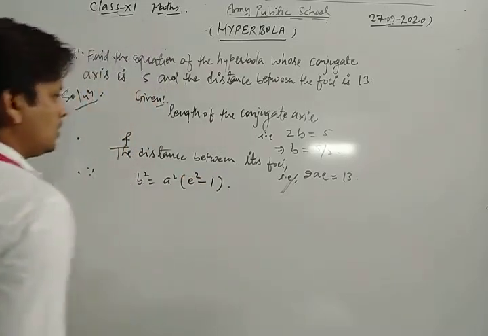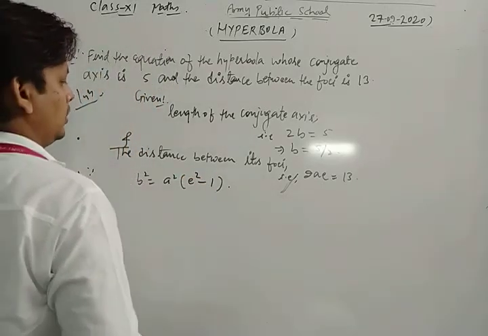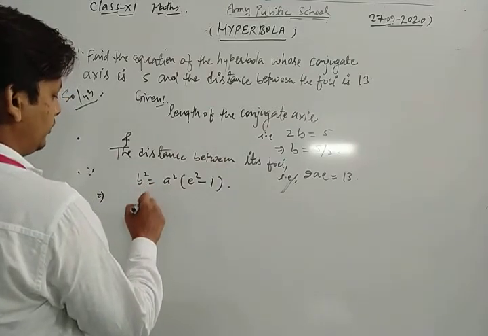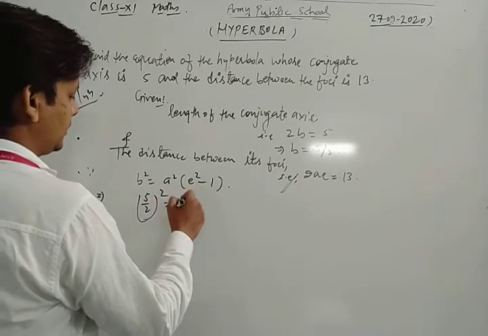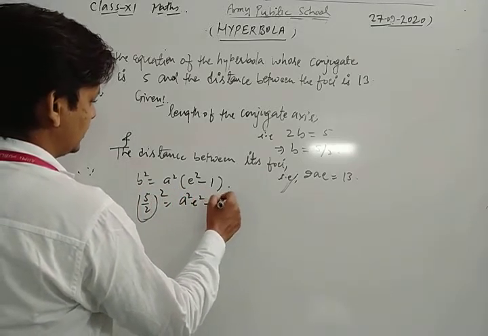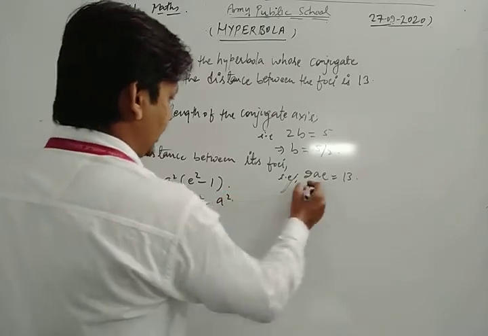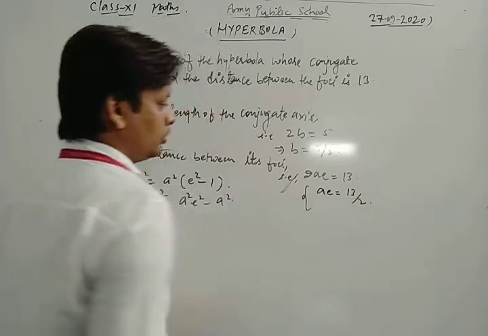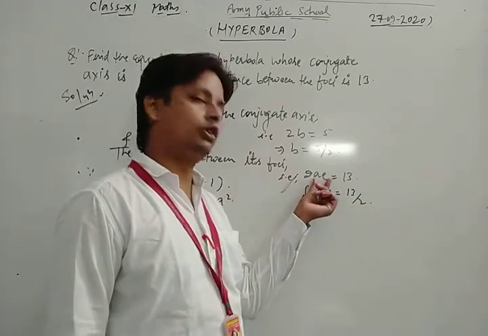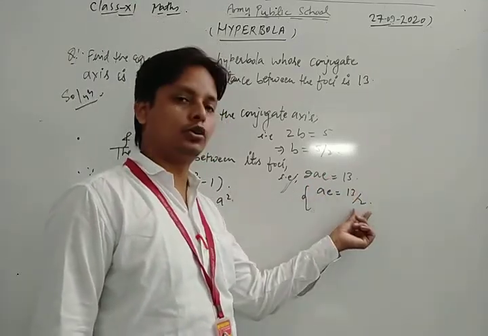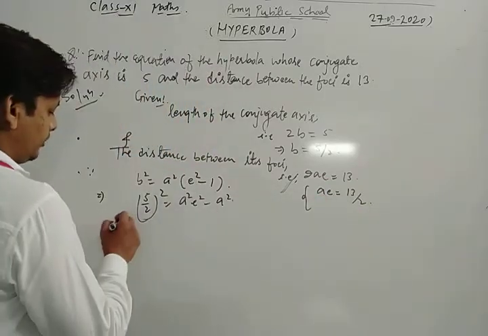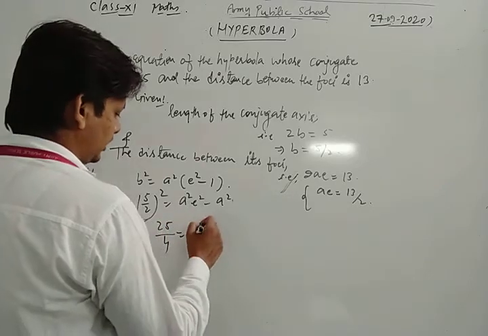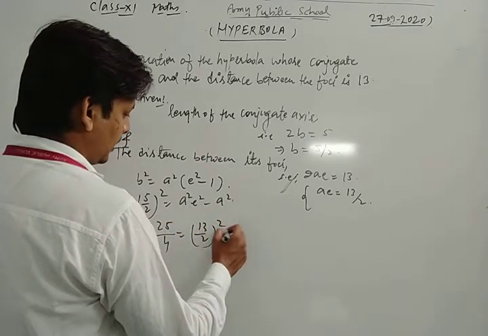Now look, we can write as what? Let's see. The value of b is 5 by 2, so here we put 5 by 2 whole square. We just multiply as e square minus a square. Now look, here the value of a was 13 upon 2. From there we find the value of a, and the value of a is what? 13 upon 2. Now here we put the value of a. Here we have 5 5 25 upon 4 is equal to 13 upon 2 square minus a square.